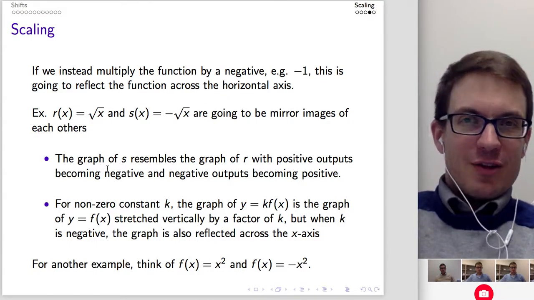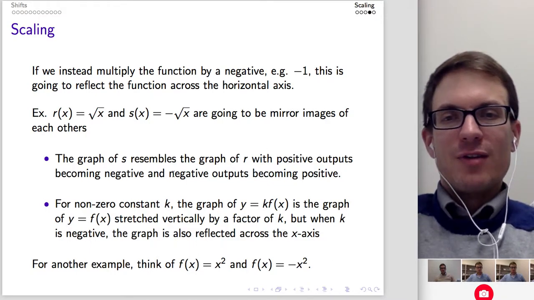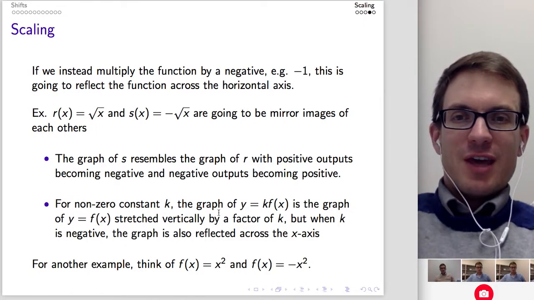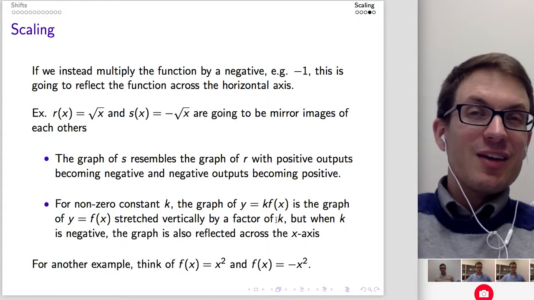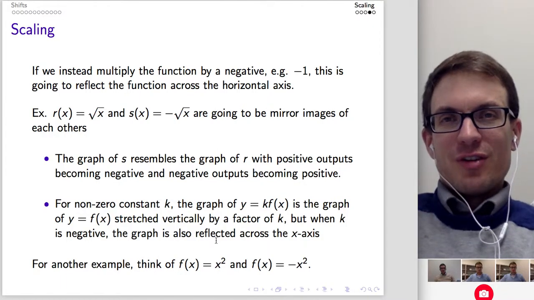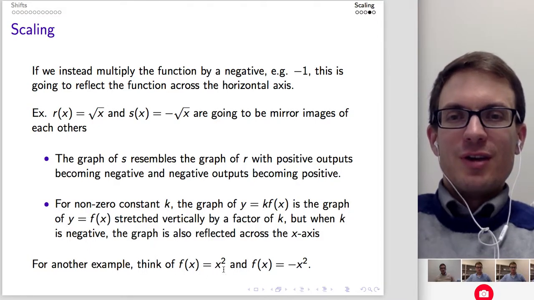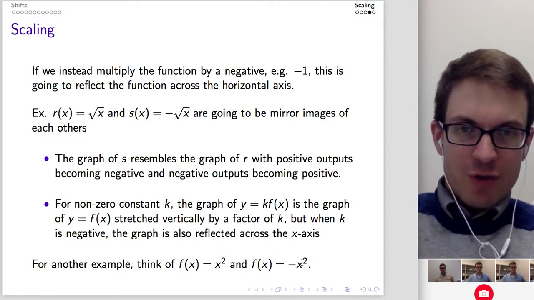And what are we going to get? The graph of S is going to be just like the graph of R, with positive outputs becoming negative, negative outputs becoming positive. So for non-zero constant k, the graph is stretched vertically by a factor of k, but when k is negative, the graph is also reflected across the axis. So I'll show you the picture. For another example, just remember x squared and minus x squared. So this opens upward, this one opens downward.